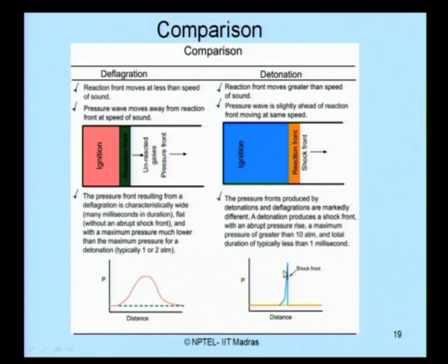So, you first see the explosion reaction, then hear the sound, over a very small duration, whereas in deflagration you hear the sound first, then the explosion comes, and that is spread over a larger time duration. However, the pressure rise in detonation is much higher compared to the pressure rise in deflagration.